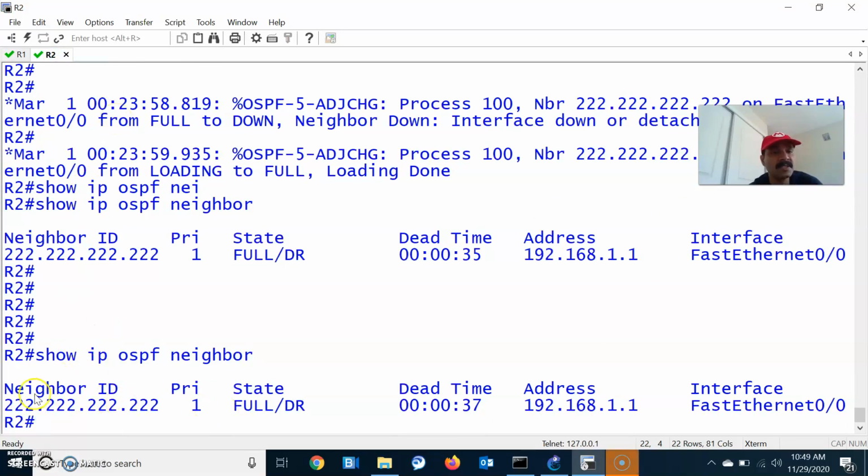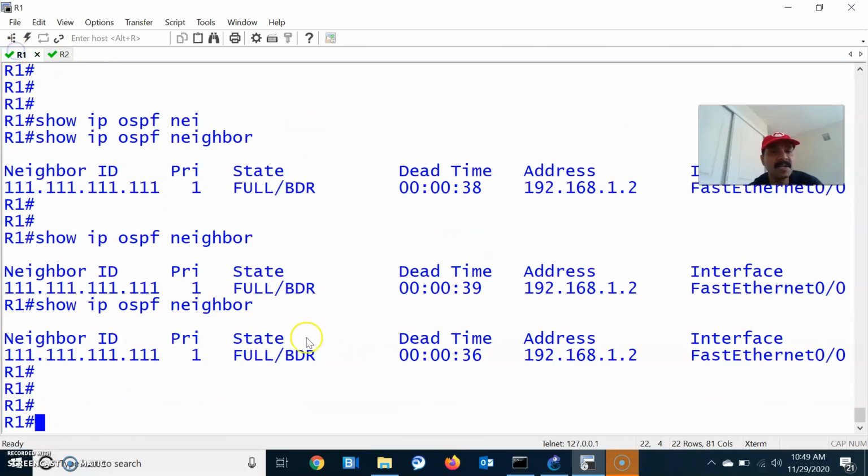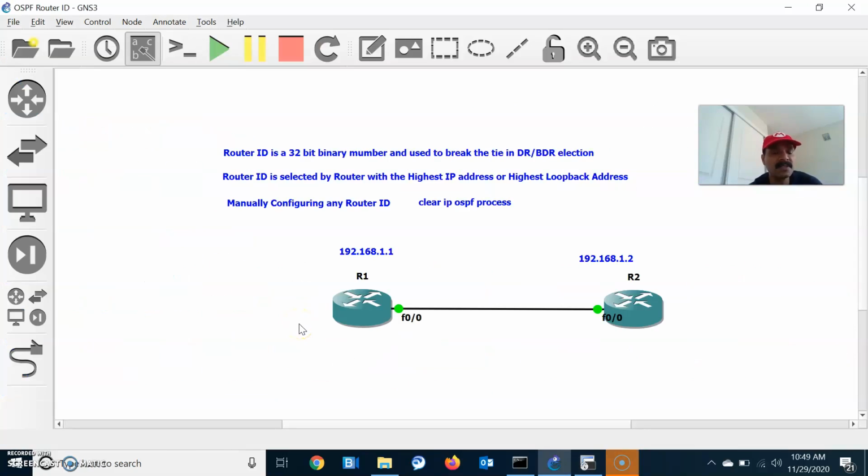Show IP OSPF, it is showing 222.222.222.222. Since it has the highest loopback interface, this will be elected as a DR and this will be elected as a BDR. So this is how the router ID works. Router ID, which is a 32-bit binary number, is elected by the router with the highest loopback interface or the highest physical interface. If I am configuring any router ID, I have to do a clear IP OSPF process. So this is how the OSPF router ID works.